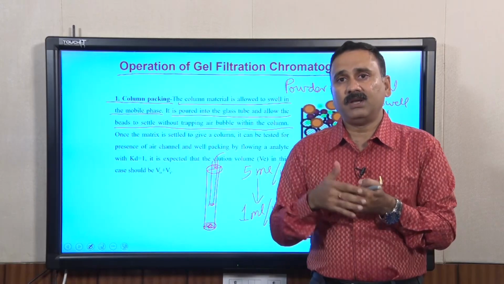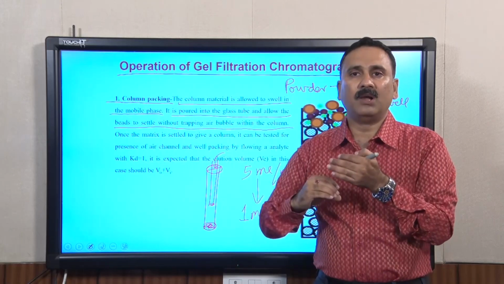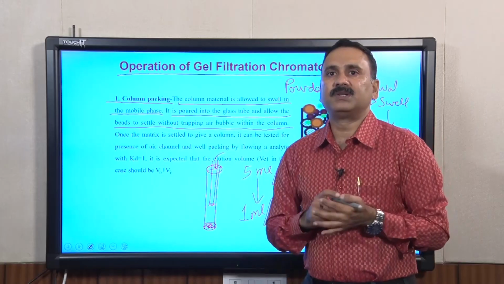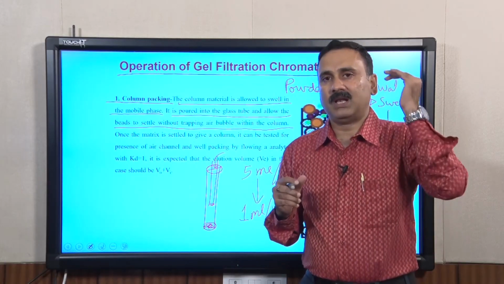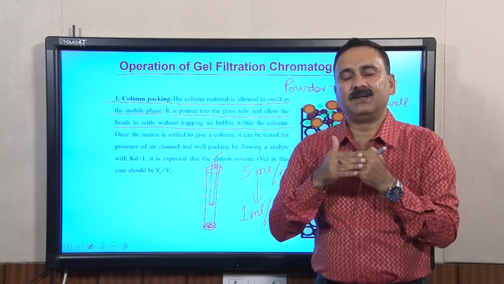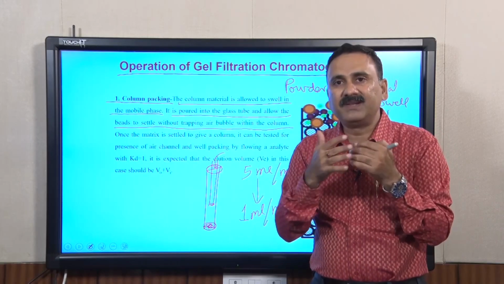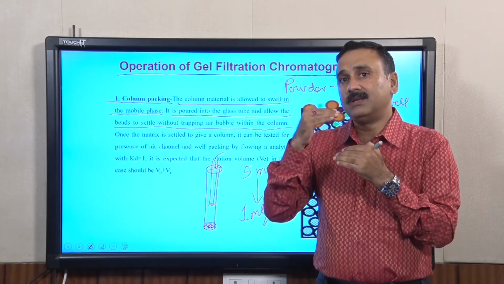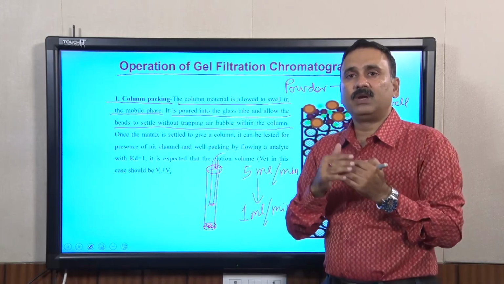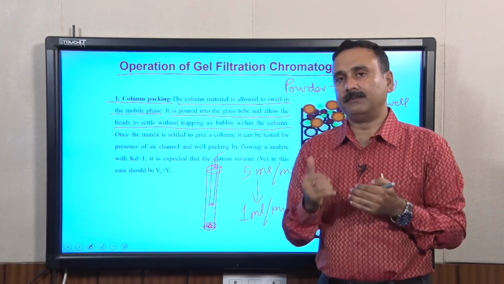Why is it so? Because if you run it beyond 1 ml per minute, you are probably going to affect the column packing. If you remember, in gel filtration the beads are arranged in the column, and from bead layer number 1 the molecules start fractionating. In bead number 2, the medium size molecules are going to fractionate, and that is how it goes. So if you change the packing, if you change the amount of interbead spaces, you are going to either decrease or increase the number of layers, and that is going to affect the overall fractionation of the molecules within that particular column.